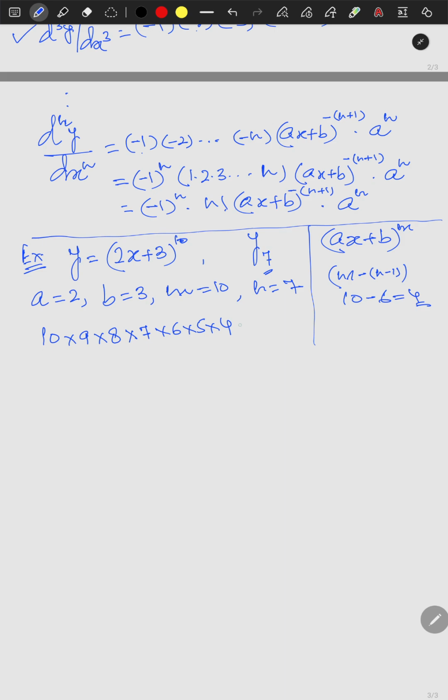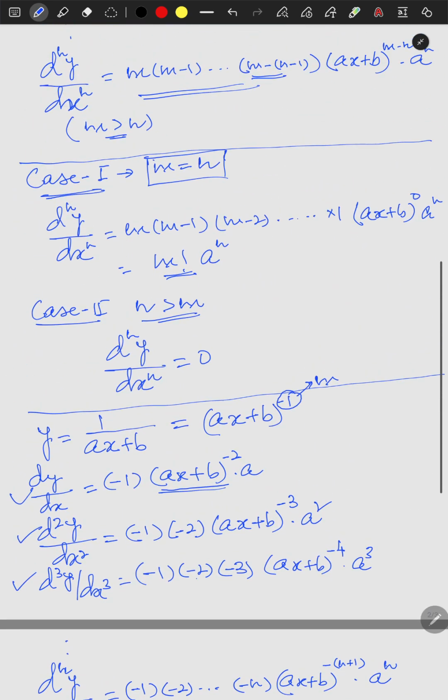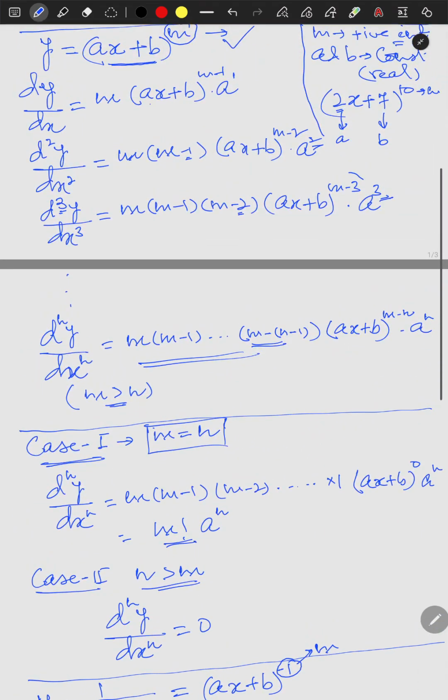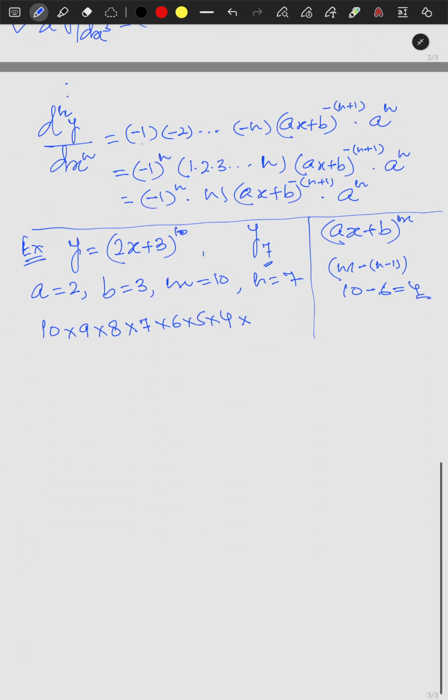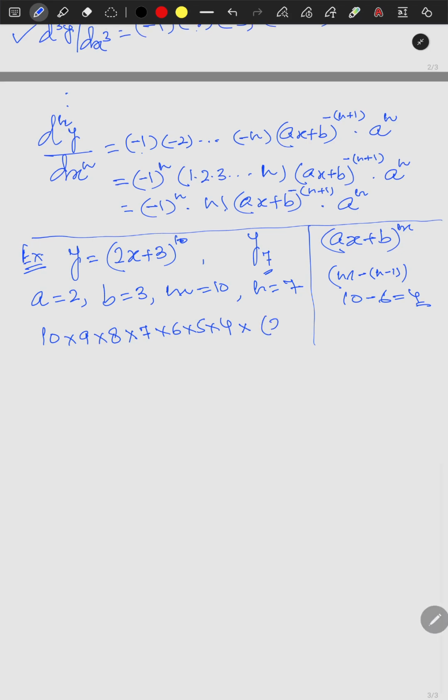Okay, and next you can see we are having ax plus b to the power m minus n times a to the power n. So here we are having 2x plus 3 to the power m minus n, so this is 3. A to the power n means 2 to the power 7. Okay, so this is the 7th order derivative of this function 2x plus 3 to the power 10, right?